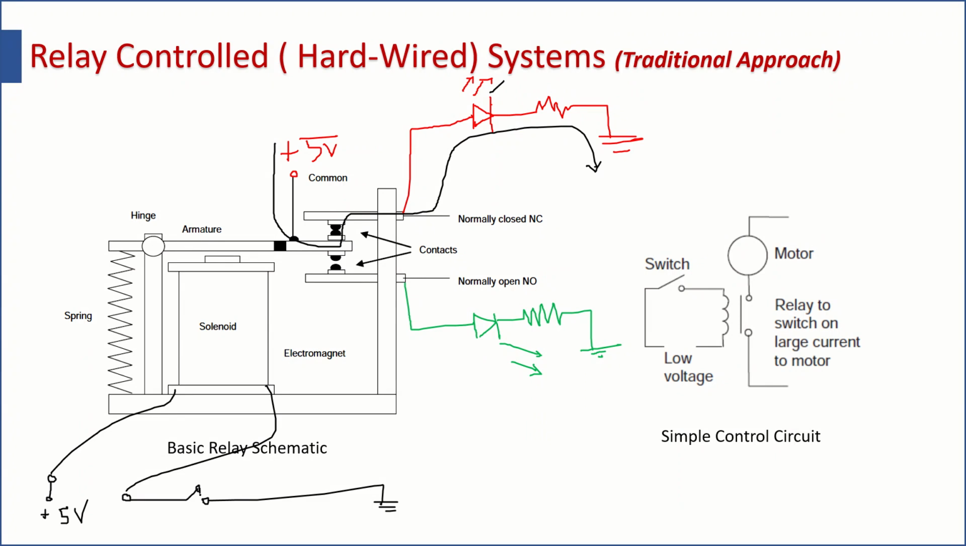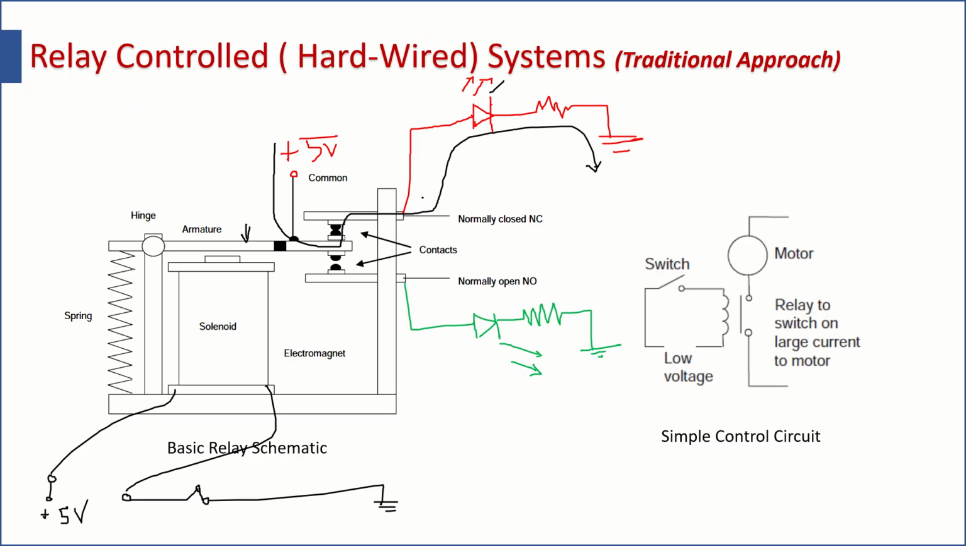Now what I will do, I will close this switch. When I close this switch, the solenoid will get energized and therefore it will draw the armature towards it. This will pull the armature down, and your spring will be in expanded condition. Now when the armature is pulled down, it will be getting disconnected from the normally closed terminal and it will be getting connected to the normally open terminal. Now this NO becomes closed and your NC becomes open.